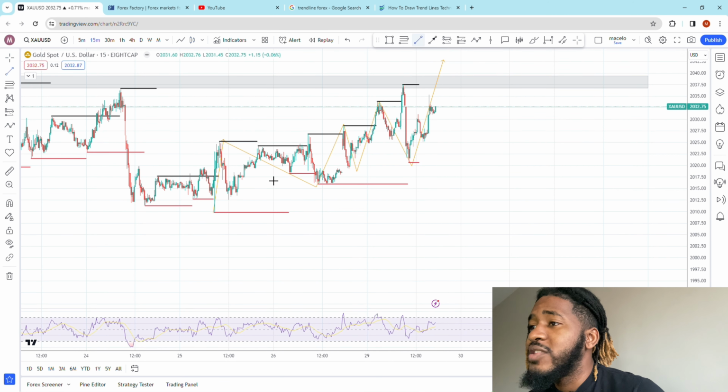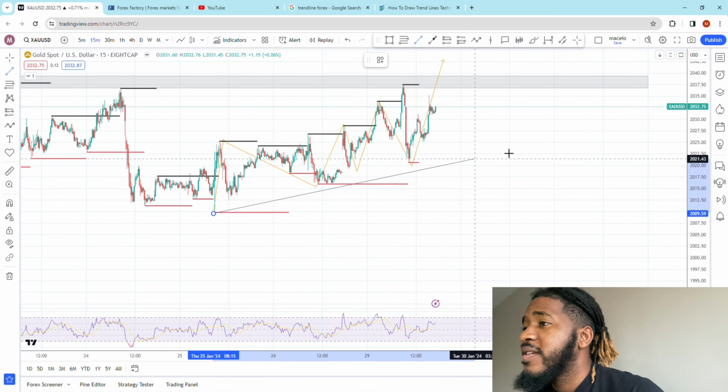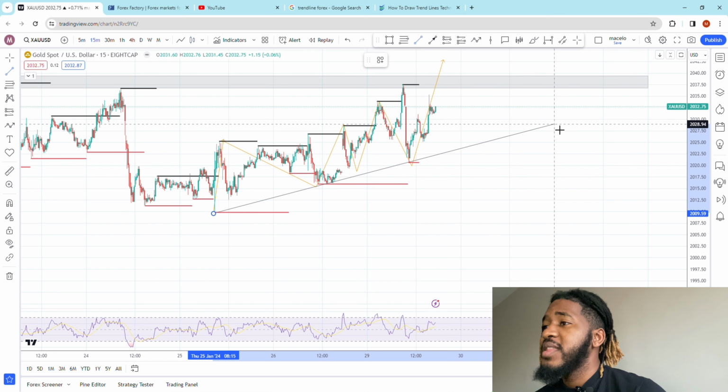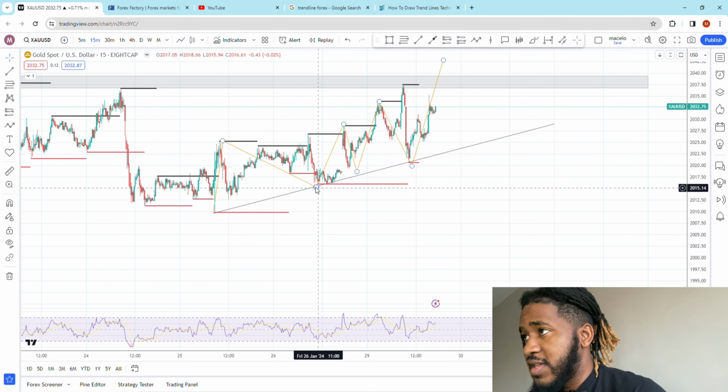So now what I can do is draw a trend line in place for this. You see I have my swing low point right there, to my high, to my low, to another high.